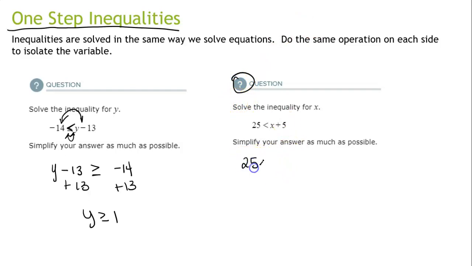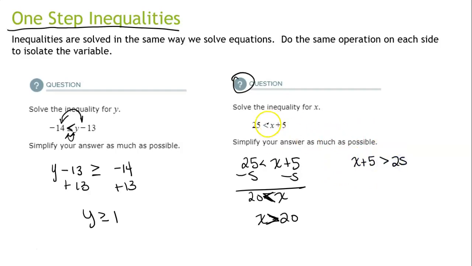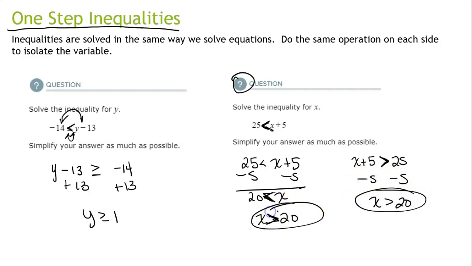If you did it without flipping sides, you subtract 5 from each side, and so 20 is less than x, and then you would have to flip it over so that x is greater than 20. Remember, the crocodile mouth is still eating the x. If you flipped it over at the beginning, you should have rewritten it as x plus 5 is greater than 25, because the crocodile mouth is eating the x plus 5, and so we still need the crocodile mouth to be eating the x plus 5. Minus 5 from each side, and so x is greater than 20. So either answer is fine, they're the same, it just depends on how you want to solve.